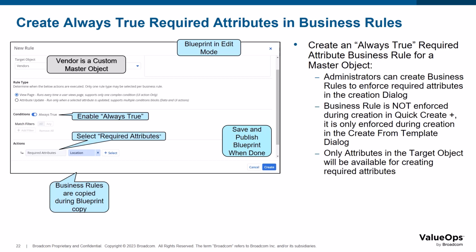To create one of these business roles, you want to make sure that under conditions you toggle the always true to be on, and under actions you'll select required attributes and you'll select your attribute that you want to be required. The attributes that will be available in your selection to be required will only be those attributes that are on the target object in your business role.